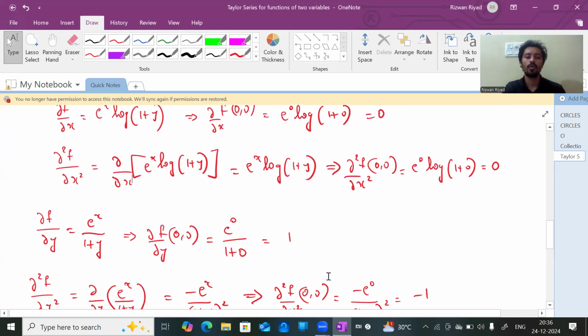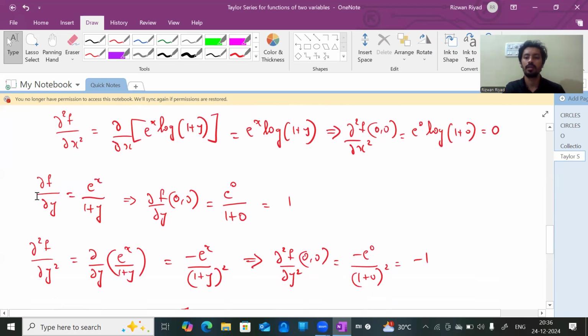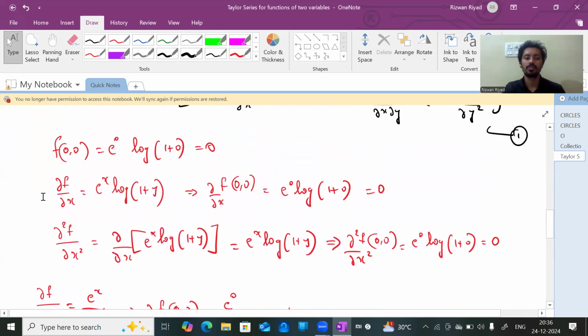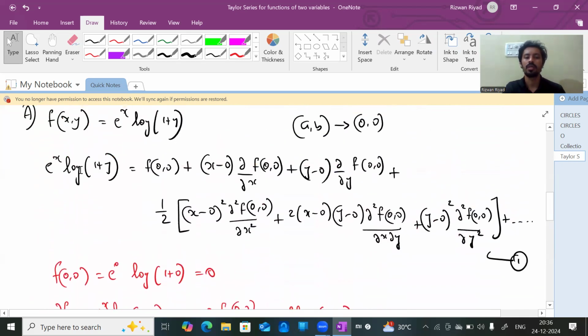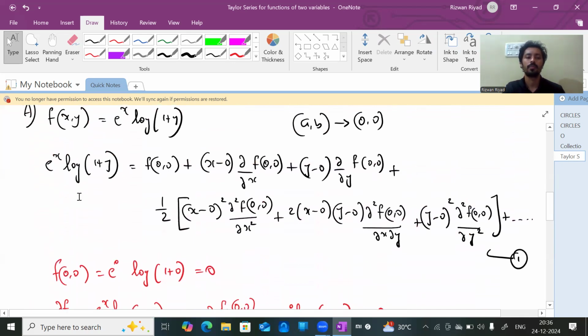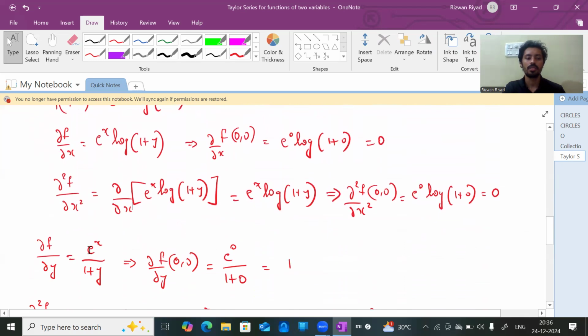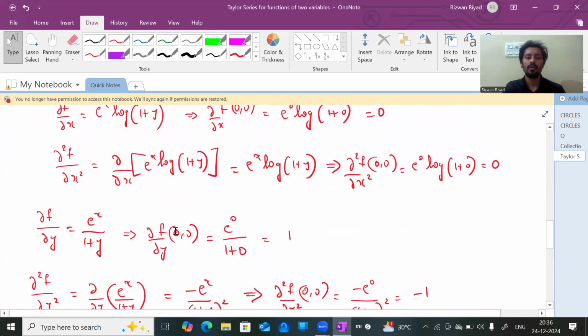Now let's find ∂f/∂y. Partially differentiate it with respect to y. So e^x becomes constant here, and the derivative of log(1+y) is 1 by 1+y. So the derivative becomes e^x by 1+y. e^x is constant, derivative of log(1+y) is 1 by 1+y. So e^x by 1+y. Now what about the value at 0,0? We need the value at 0,0 of ∂f/∂y. So x and y become 0, e^0 by 1+0. e^0 is 1 only, 1+0 is only 1. So 1 by 1 is equal to 1 only.